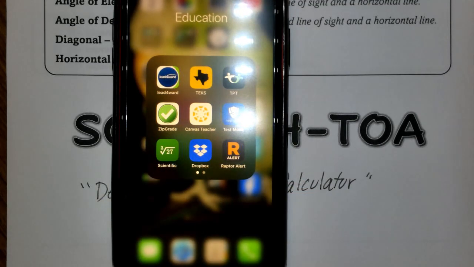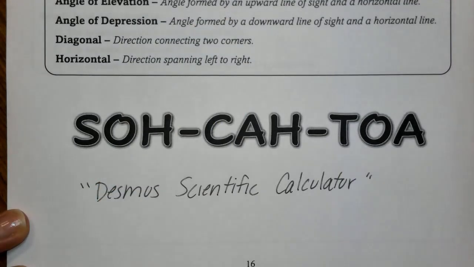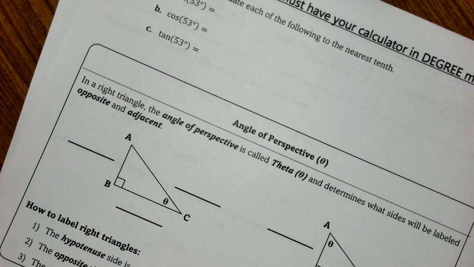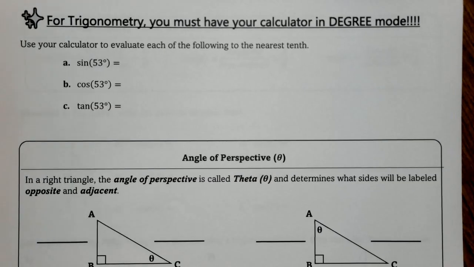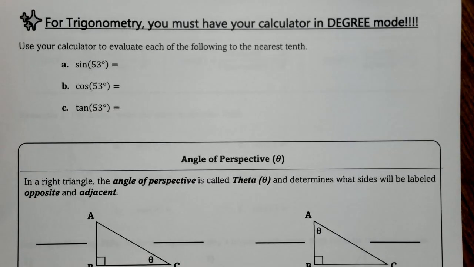It's going to have the cube root of 27. It's going to have a green background and say scientific. That's the one you're going to want to download. All right, so let's go ahead and talk about the first part of our trigonometry. Looking at the functions, we have sine, cosine, and tangent. This is not sin, cos, and tan. It's sine, cosine, and tangent.